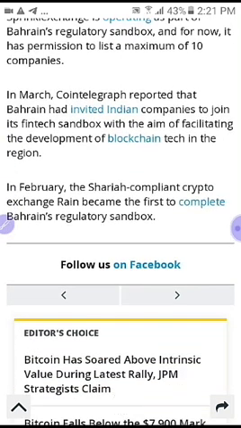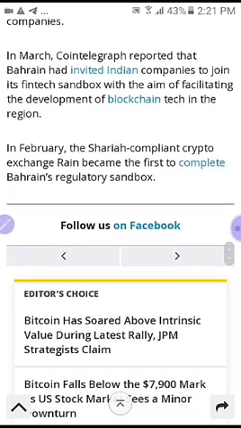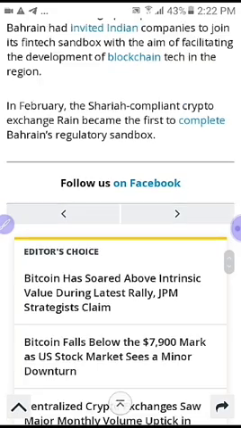In March, Cointelegraph reported that Bahrain had invited Indian companies to join its fintech sandbox with the aim of facilitating the development of blockchain tech in the region. In February, a Sharia-compliant crypto exchange became the first to complete Bahrain's regulatory sandbox.